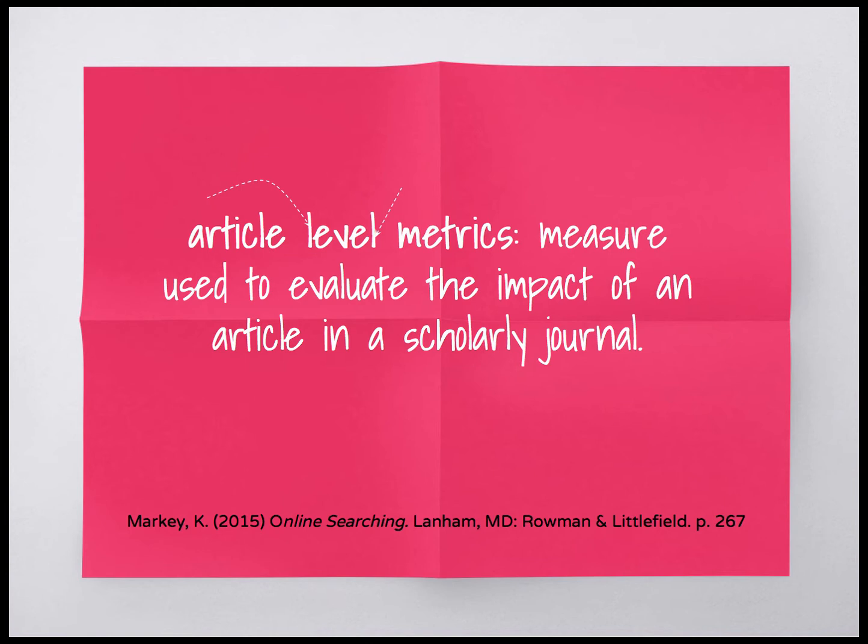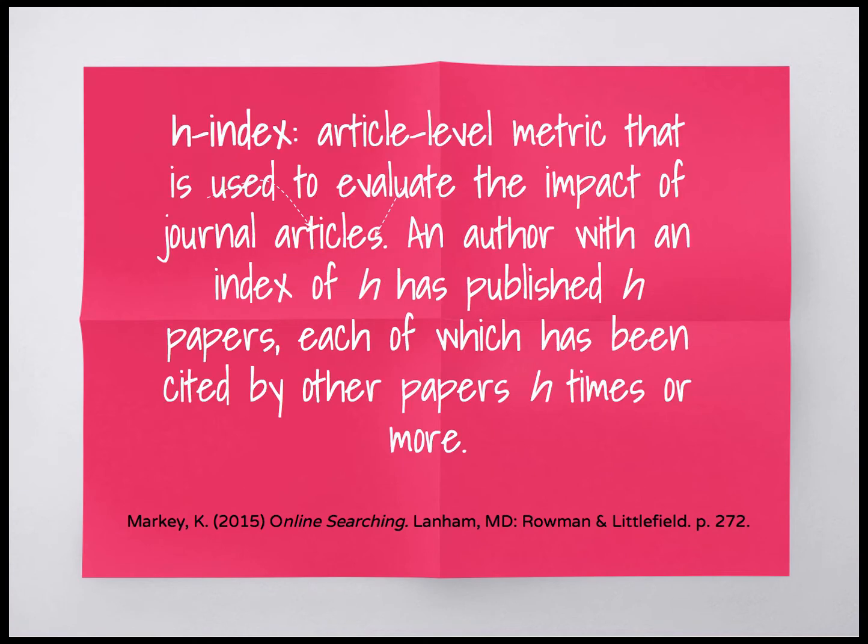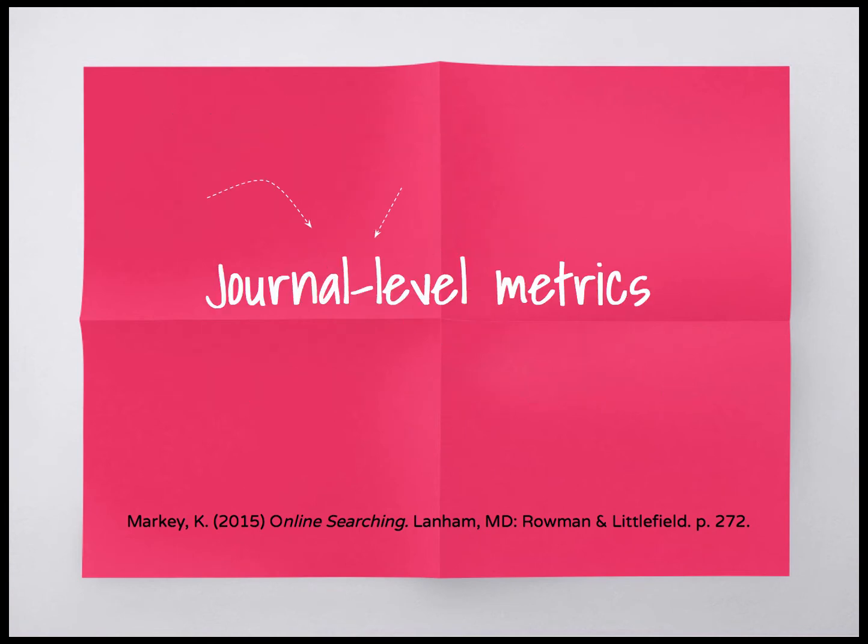There are article level metrics, which are measures used to evaluate the impact of an article in a scholarly journal. There's the H index, which is an article level metric that's used to evaluate the impact of journal articles. An author with an index of H has published H papers, each of which has been cited by other papers H times or more. And there are some equations to help us figure that out.